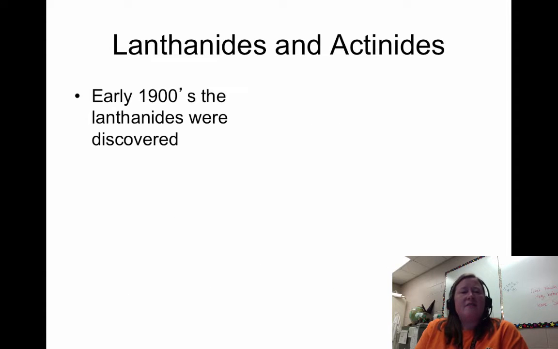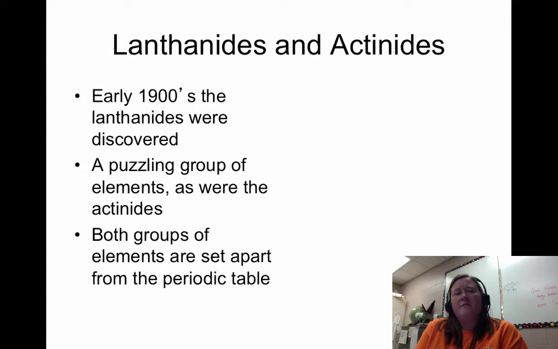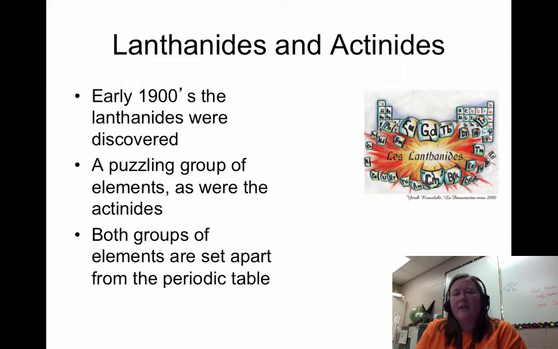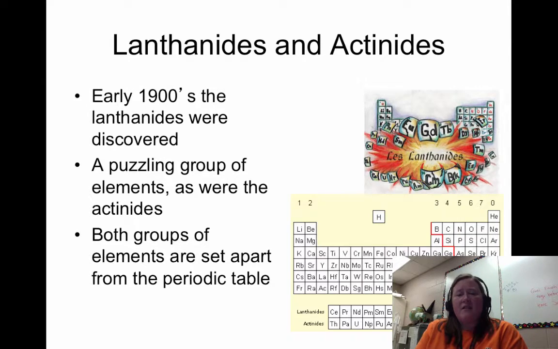Lanthanides and actinides, many of them had been known at the time of his periodic table. They were a puzzling group of elements. They're both set apart from the periodic table, and you can see on the periodic table, lanthanides and actinides are located down at the bottom. So that's another group that was added after Mendeleev's time.